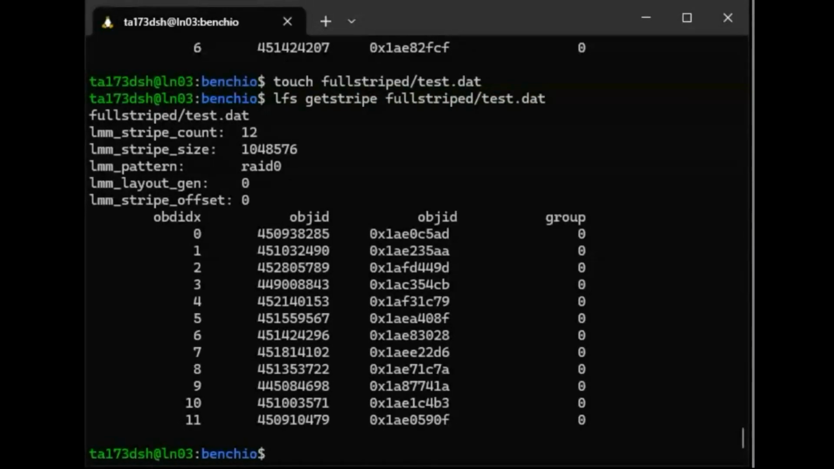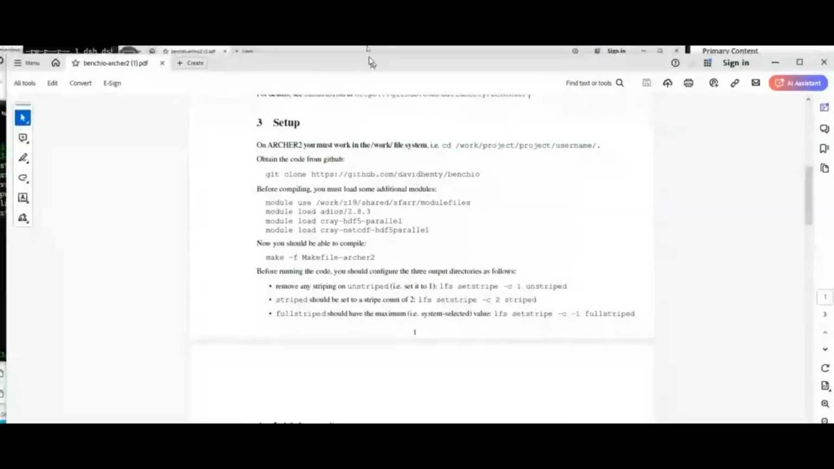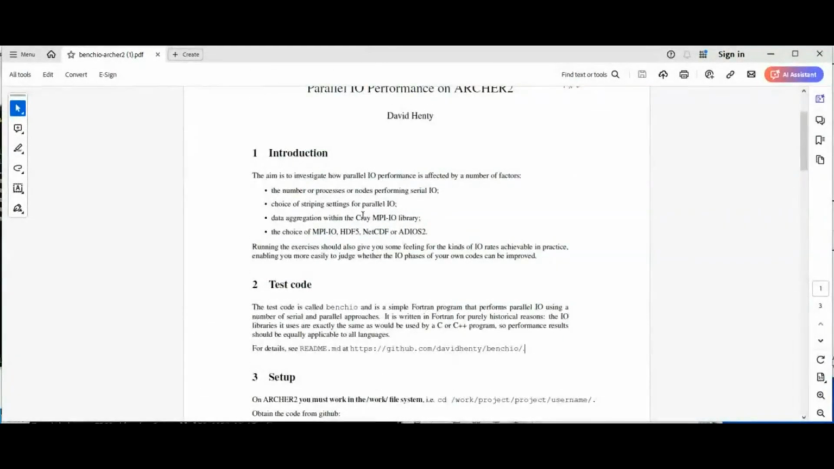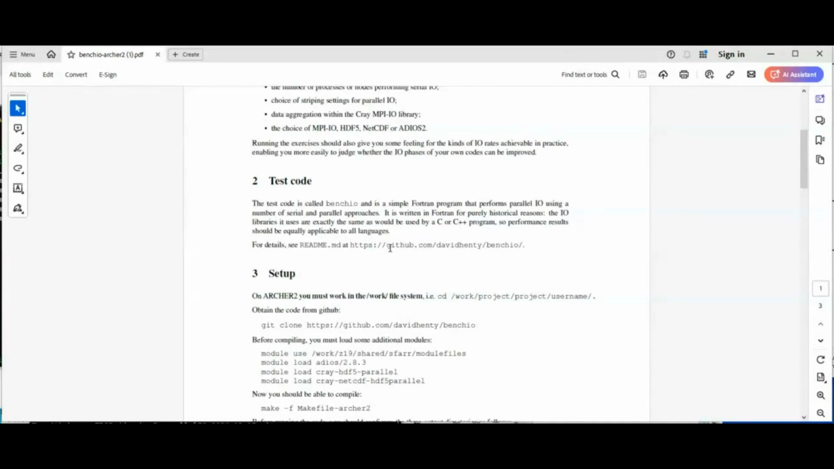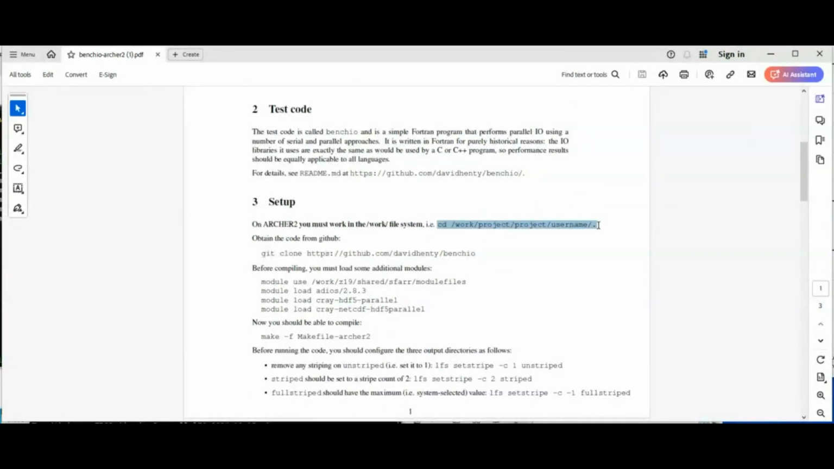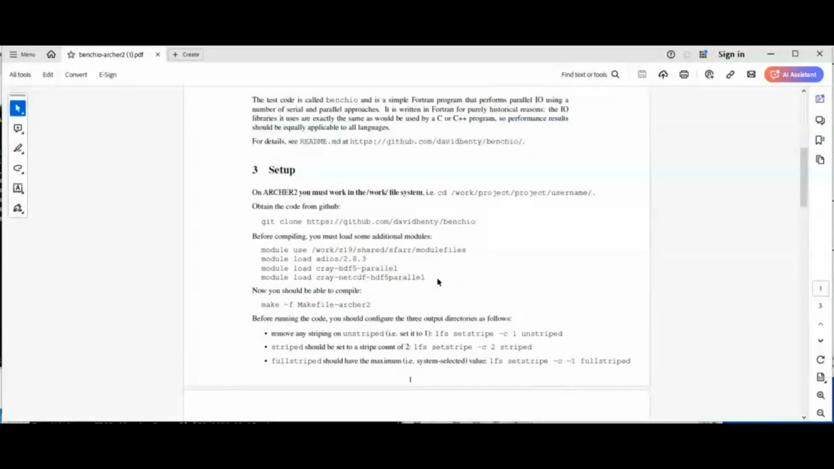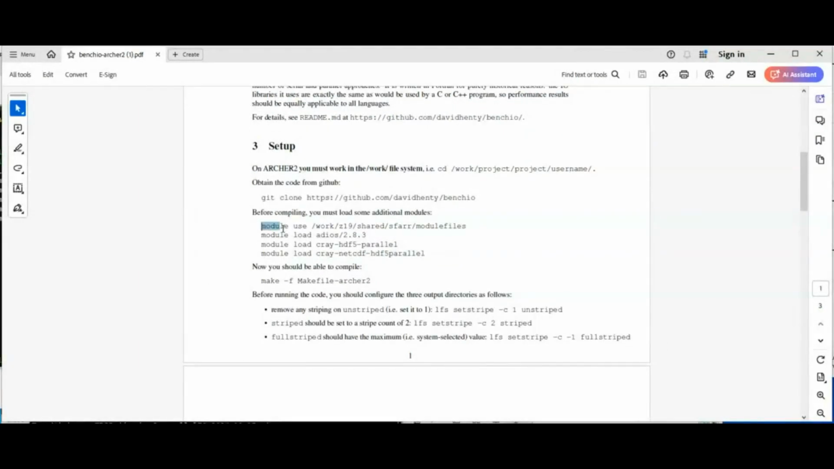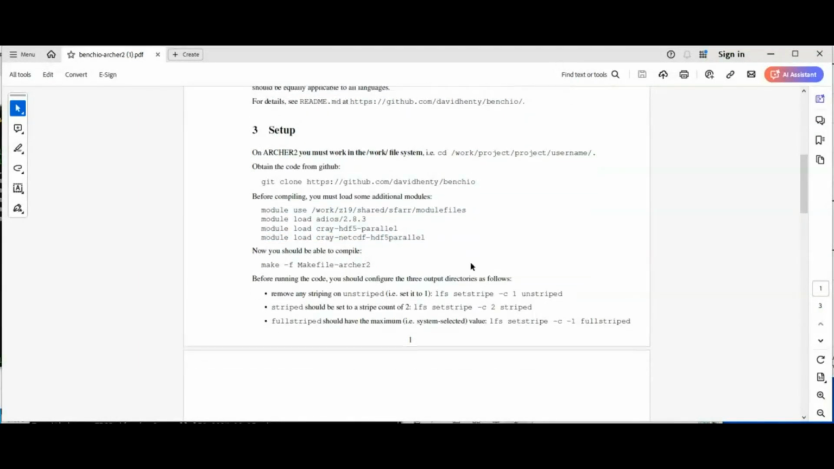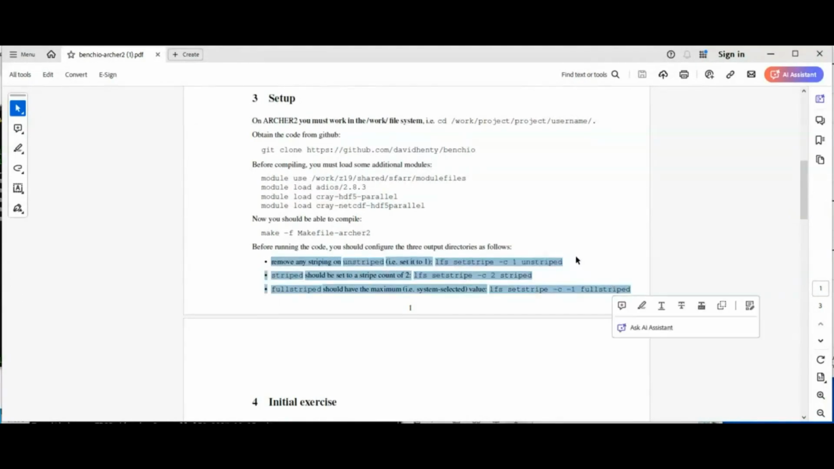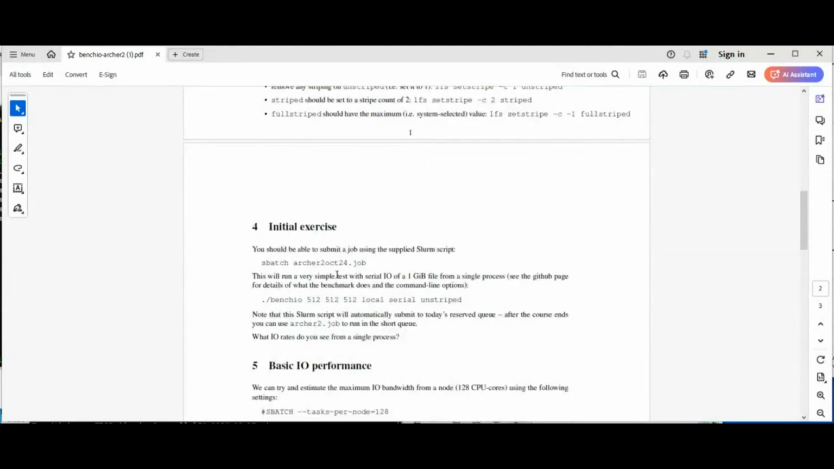So, I'm going to take a break now, but what you should be doing, I'll just basically read through the exercise sheet. Hopefully you can see that. So this is what we're going to cover. I want you to log in and go to your correct directory, clone the repo. You need to use some modules, and you should be able to compile. You need to set up some striping, and then you should be able to run.